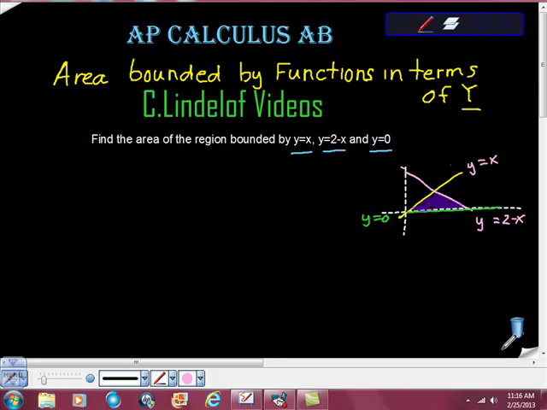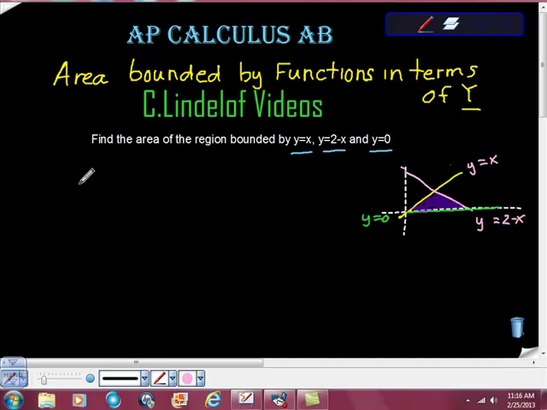AP Calculus AB, area bounded by functions in terms of y. So I took a really simple example and I'm going to try to explain different ways you might do this. We're supposed to find the area of the region bounded by y equals x, y equals 2 minus x, and y equals 0. I have that graphed in here, and here's the shaded area. This is the area that I think we're looking for.